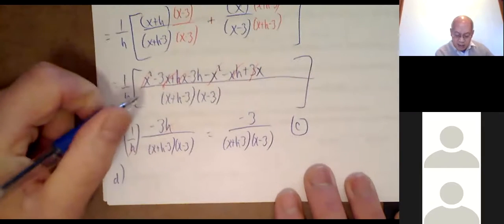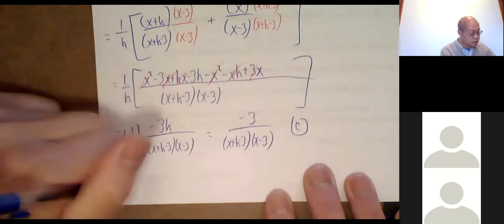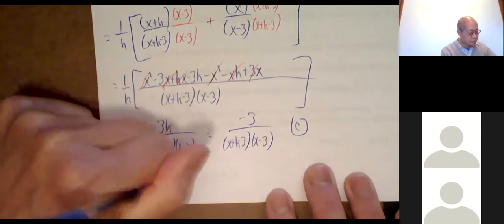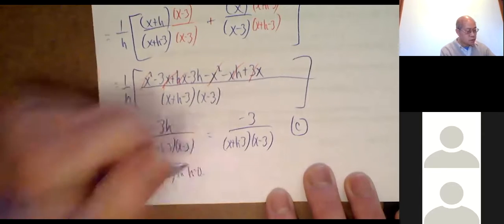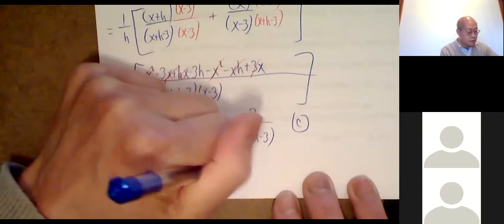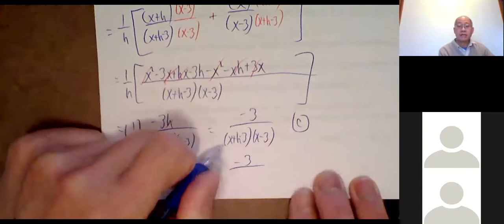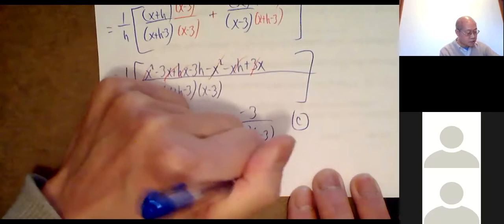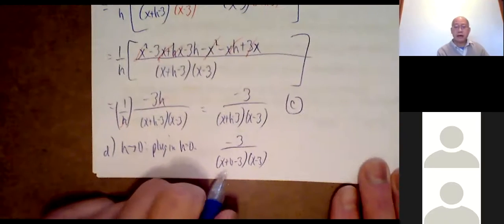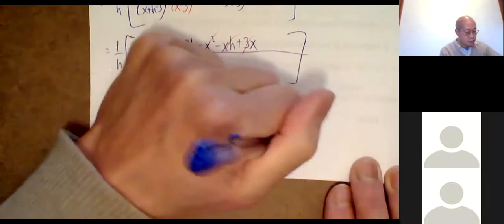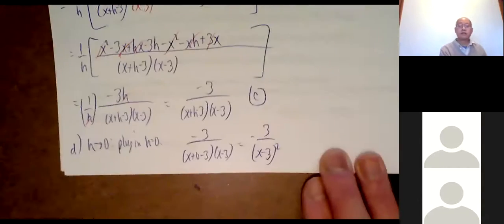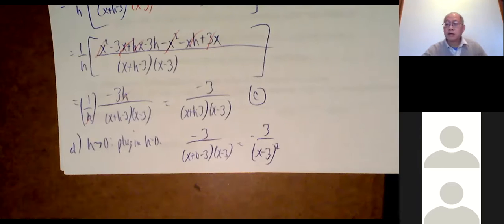Then D, when it says h approaches 0, now you just plug in 0 for h. So I'll put a 0 right there. We get negative 3 over x minus 3, x plus nothing minus 3 times x minus 3. Well, that's x minus 3 times x minus 3, or negative 3 over x minus 3 quantity squared. Okay, so that's it for that one.